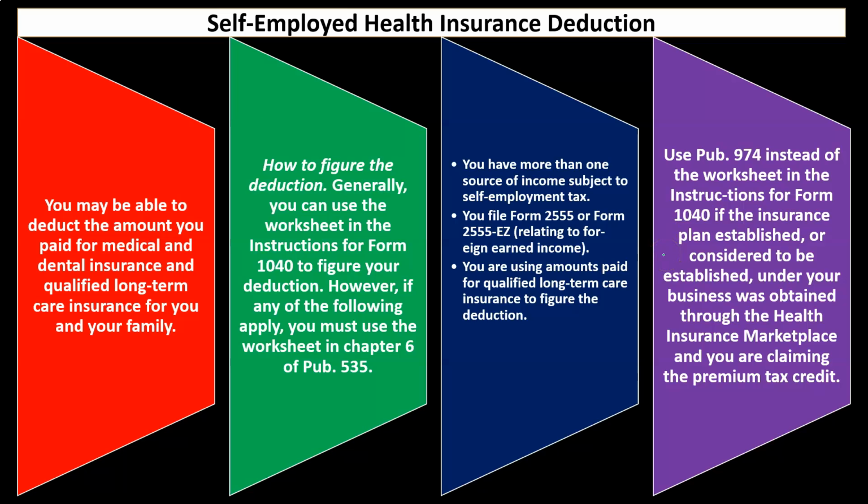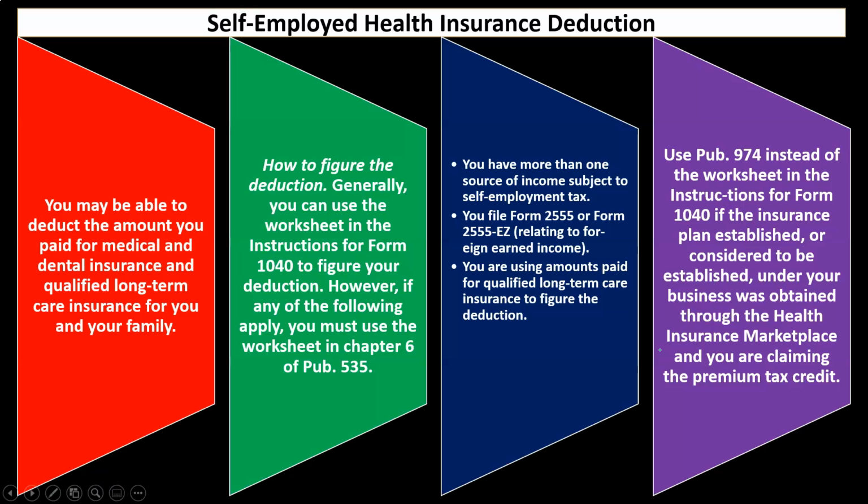Or considered to be established under the business was obtained through the health insurance marketplace, and you are claiming the premium tax credits. So if that's going to be involved, that could have some more complications. We'll take a look at this in a practice problem in the following presentation, and you may also want to look at the adjustments to income in prior presentations that we looked at in a prior section.